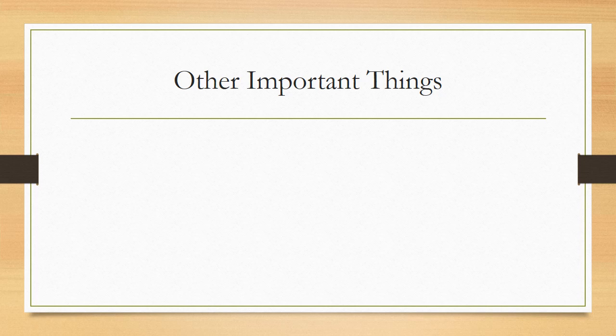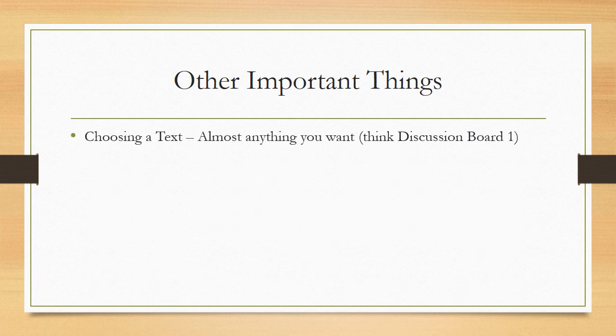I could spend an hour going over this assignment sheet. I'm not going to. So what are the other, in just one slide quickly, what are the other important things you need to know from this assignment sheet? Choosing a text. You can write on pretty much anything: a book, a film, a poem, a TV show, a video game, a painting. Think lesson 1 discussion board.